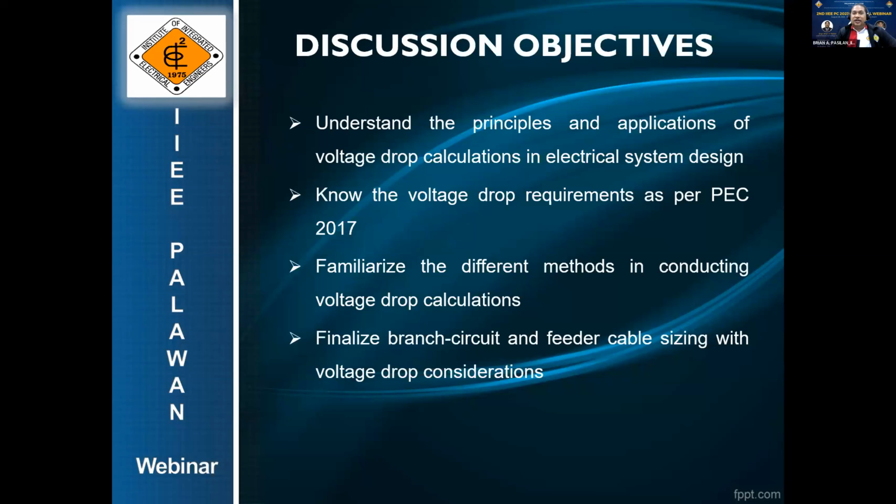So, yun yung sinabi ko kanina. Initially, meron tayong ma-establish na conductor sizes natin, no, dun sa load schedule. But it is not yet the final conductor size. So, we have to evaluate the voltage drop kung kailangan ba nating i-upsize kung hindi siya compliant dun sa prescribed voltage limitations. No, so, yun yung second consideration natin during circuit sizing, no?